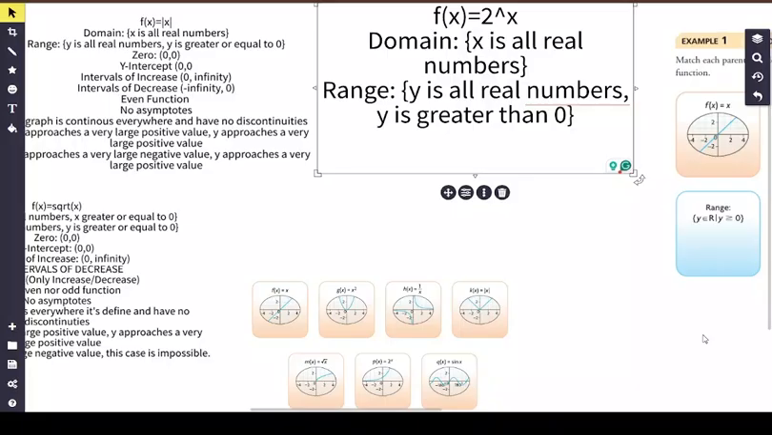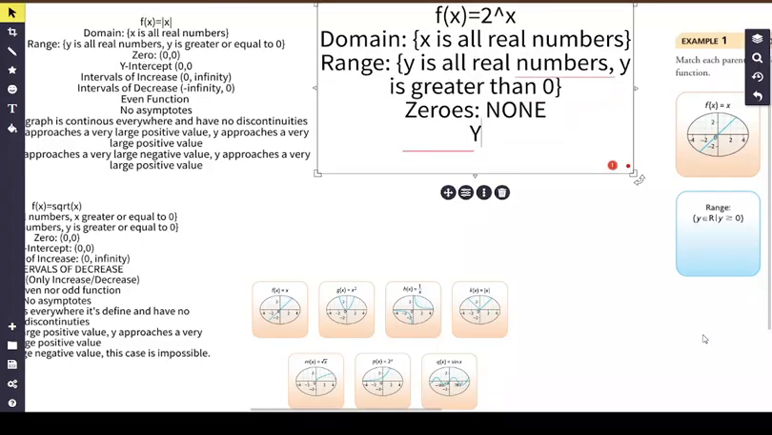And let's talk about zeros. Because it never intersects the x-axis at any point, none. Y-intercept though, we do have a y-intercept. So 2 to what power is 1? Right? It's 0. Or if you want to do it the other way around, 2 to the 0 power, anything to the 0 power is always going to be 1. It's just 1. Right? So 0, 1.